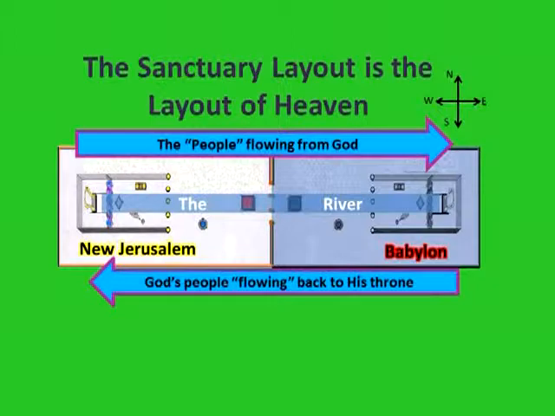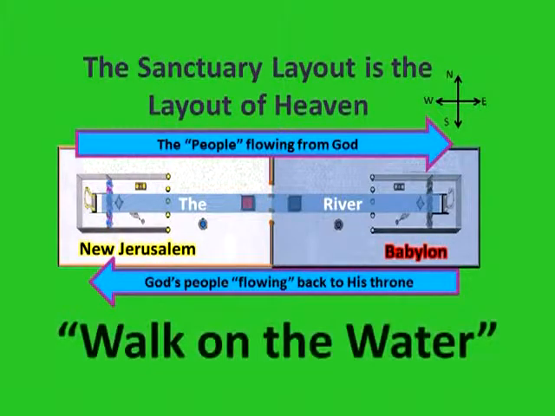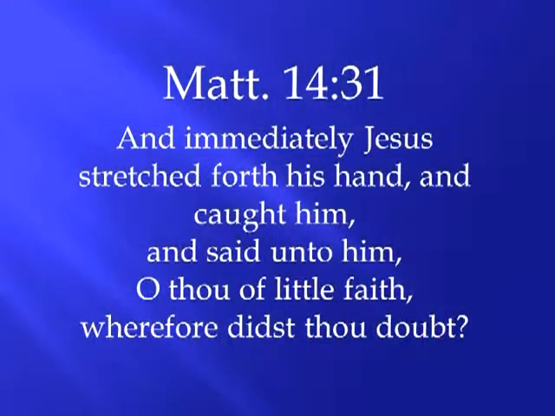The only way to get back in here is if you can walk on water. Do you remember a story of somebody that walked on water? Peter. And what did Peter do that allowed him to walk on water? Kept his eyes on Jesus, which we would call what? Faith. Faith was what enabled Peter to walk on water. And faith is the only thing that's going to enable us to walk on that river back to the throne of God. Matthew 14:31. And immediately Jesus stretched forth his hand and caught him, and said unto him, O thou of little faith, wherefore didst thou doubt?